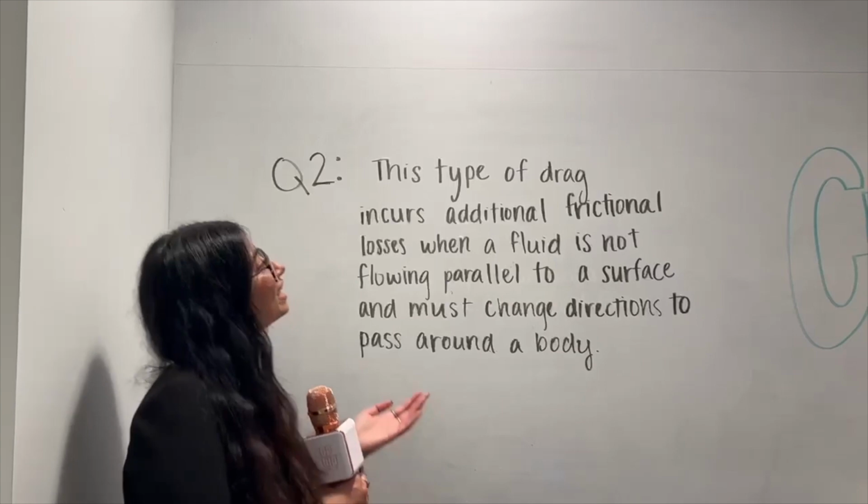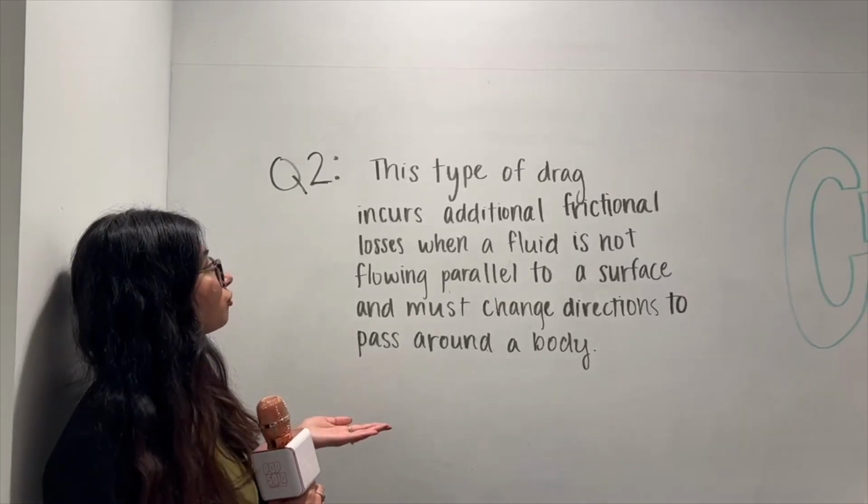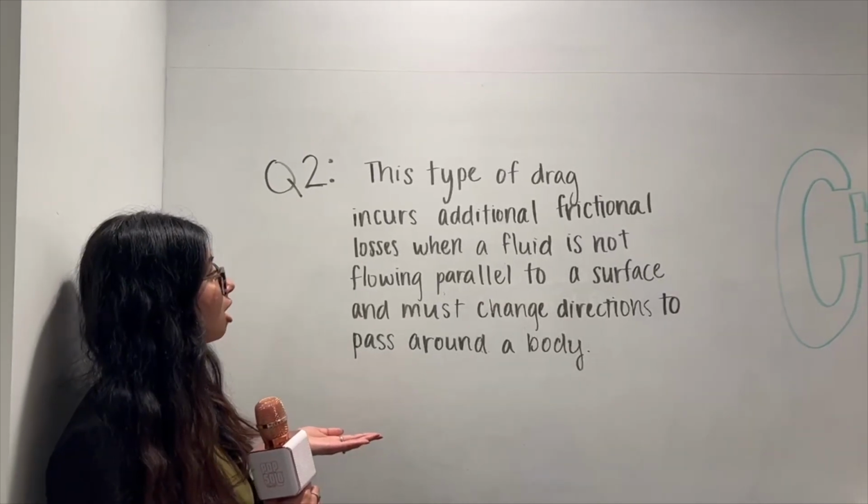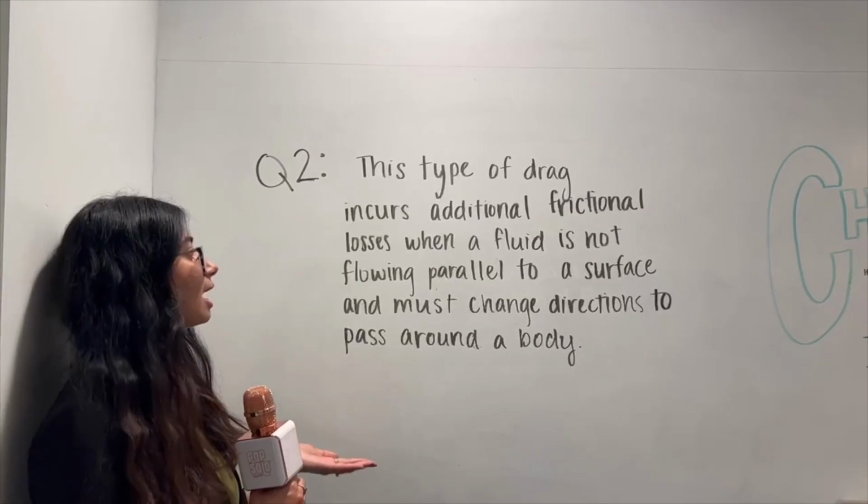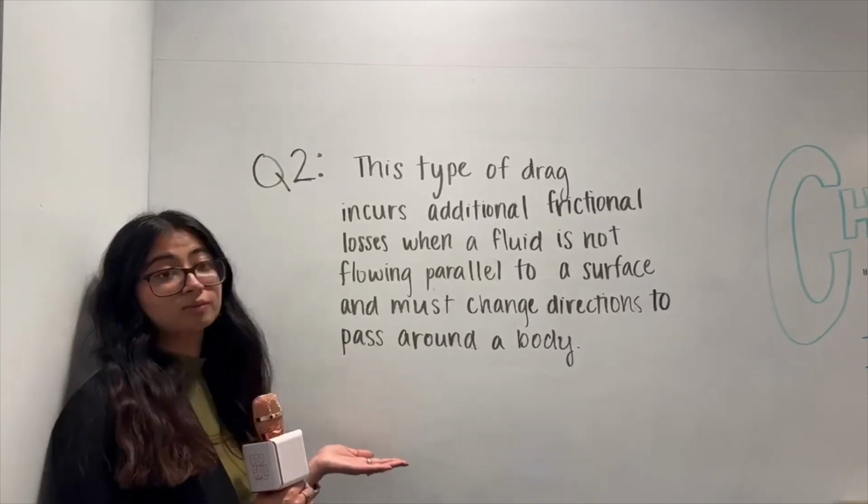Question 2. This type of drag incurs additional frictional losses when a fluid is not flowing parallel to a surface and must change directions to pass around a body. What is an eddy? I'm sorry, that is incorrect. What is form drag? Correct!